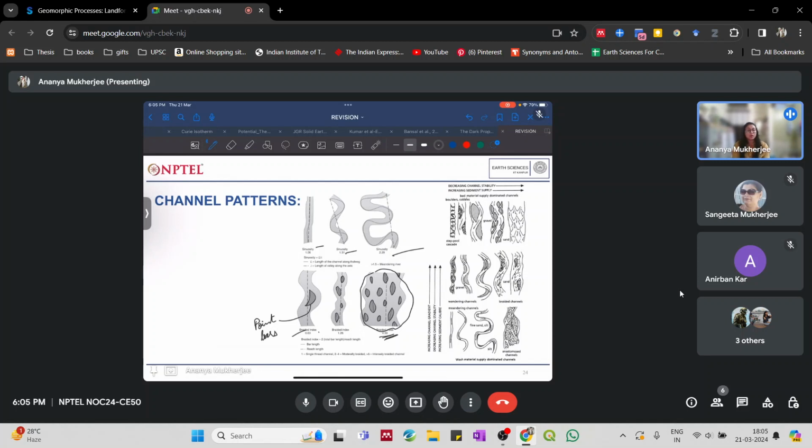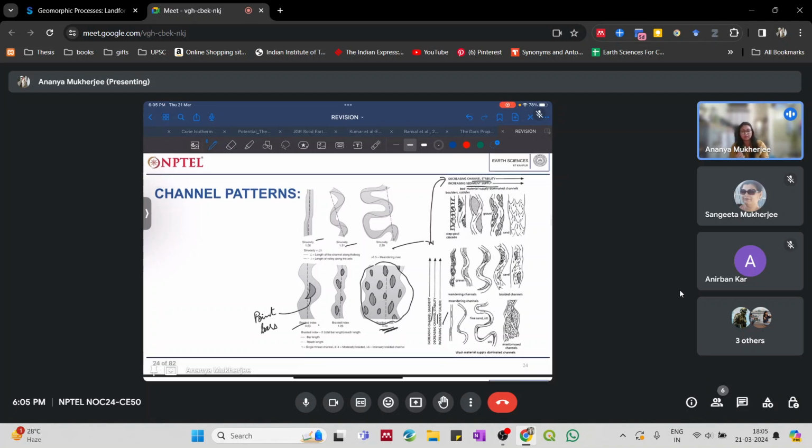Okay, so all these channel patterns can be seen to change as per the channel stability, the amount of sediment supply that is carried by the channel, or the channel gradient, and the capacity of the sediments to be carried. Okay, so here you can see the correlation between the different factors that control the channel patterns.